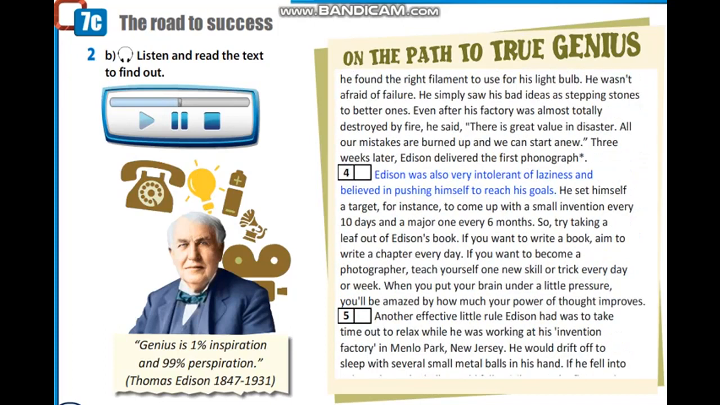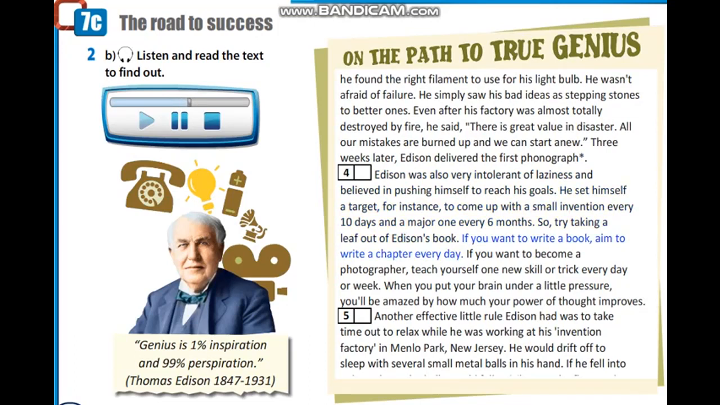Edison was also very intolerant of laziness and believed in pushing himself to reach his goals. He set himself a target, for instance, to come up with a small invention every 10 days and a major one every 6 months. So try taking a leaf out of Edison's book.